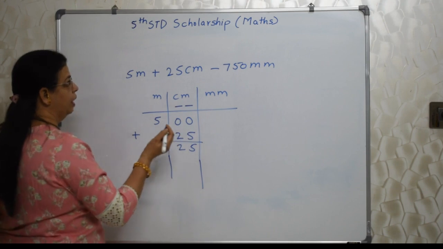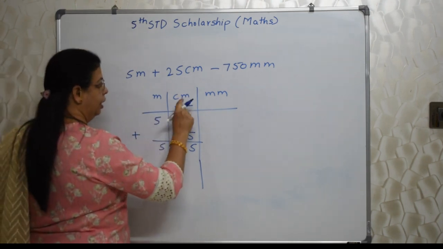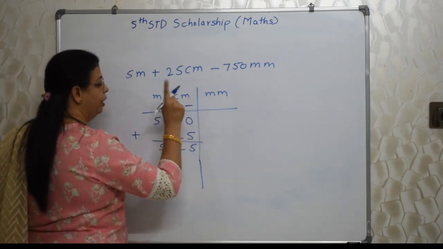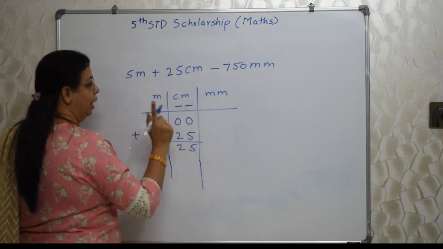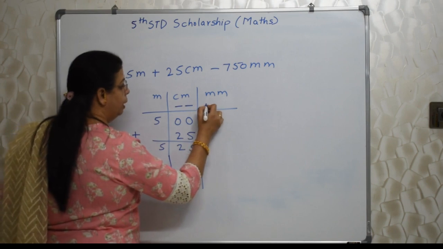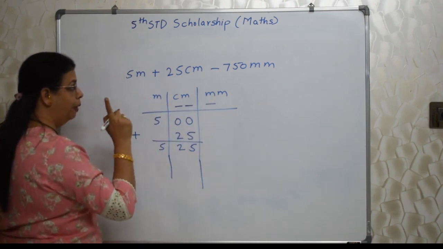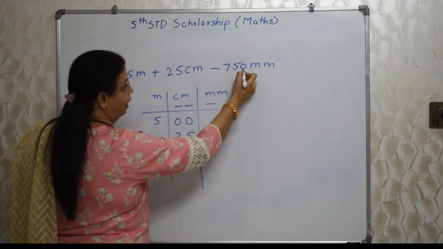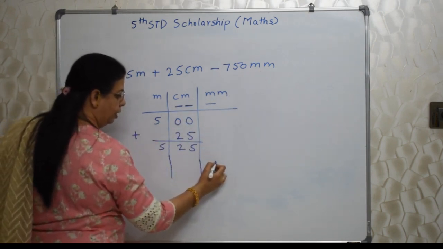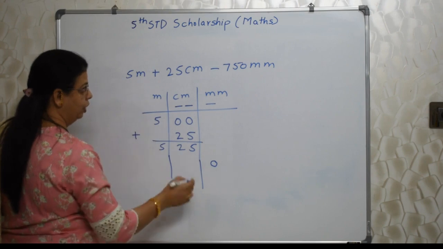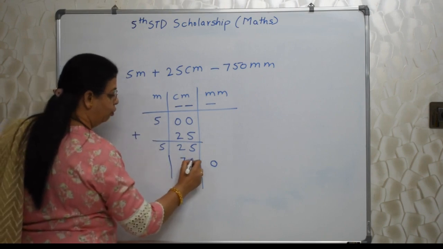How many places can we give to millimeter? Again, the relationship of centimeter and millimeter will decide that. 1 centimeter is 10 millimeter. 10 has only 1 zero. So millimeter can have only 1 place. But here there are 3 digits. What can be done? Start from last. 0 can come here, no issue, because 1 digit. 75 we have to shift it here.